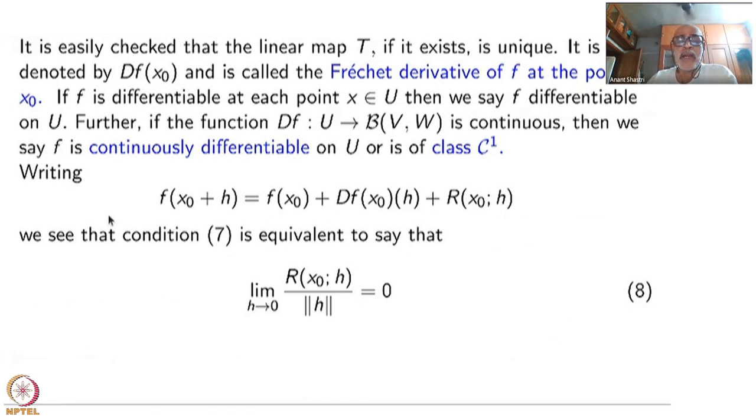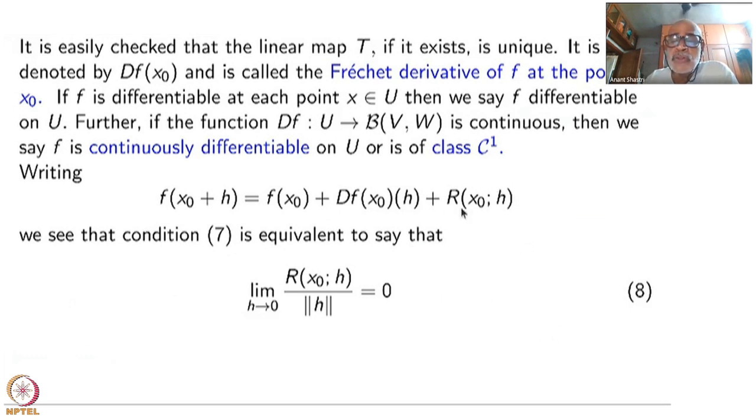Okay, so you can write it as f of x naught plus h is f of x naught plus df x naught of h, plus some error term. This is called the increment theorem, or the first approximation, the linear approximation to f. If we increase the value of x naught by h, the increment is roughly df x naught of h. You can ignore the last term. That is the whole idea.